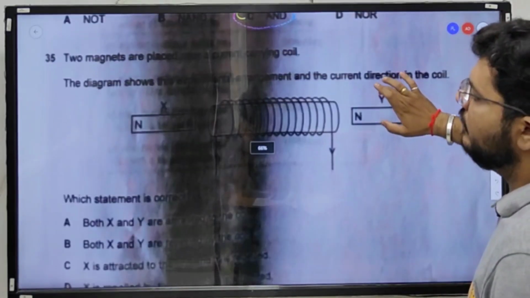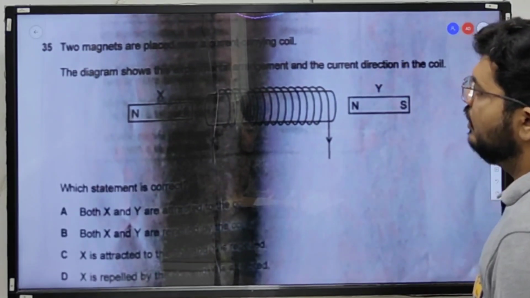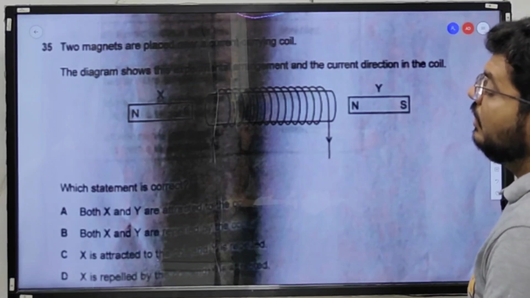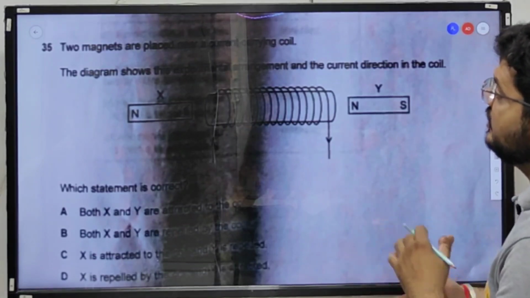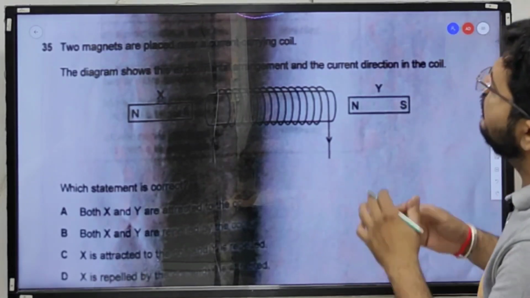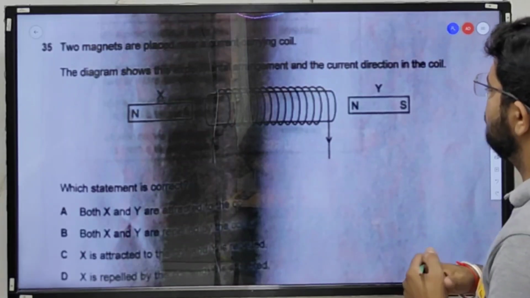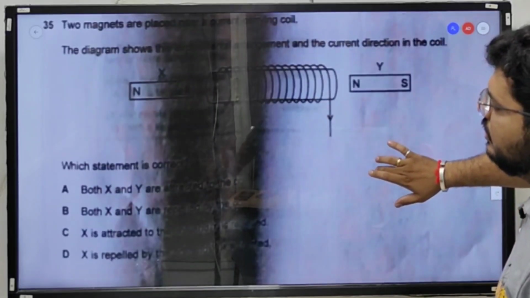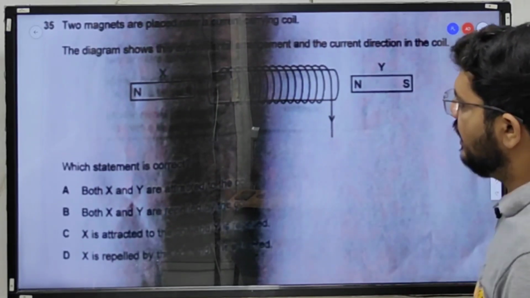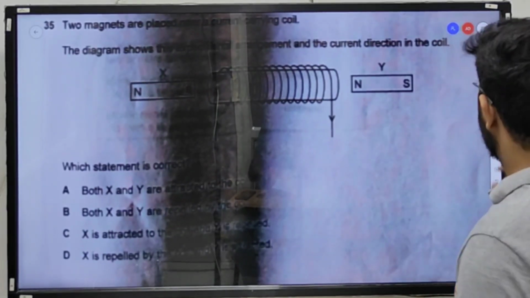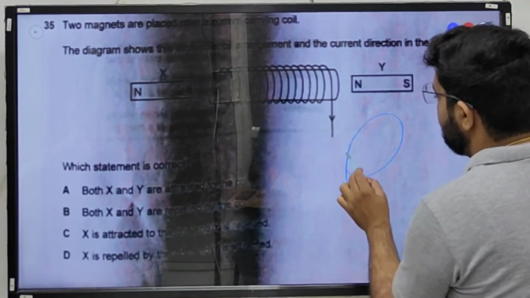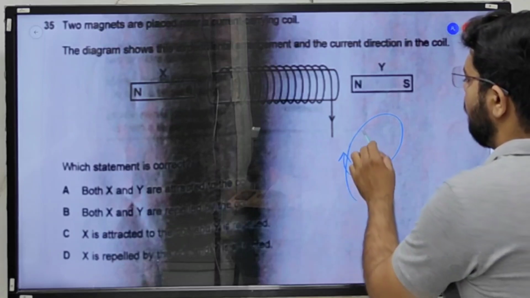Then we have 35. Two magnets are placed near a current carrying conductor coil. The diagram shows this experimental arrangement and the current direction in the coil. Which statement is correct? Both X and Y are attracted to the coil. So what we need to see, on the left arm of the coil, the current is going like this, right? What direction is this?